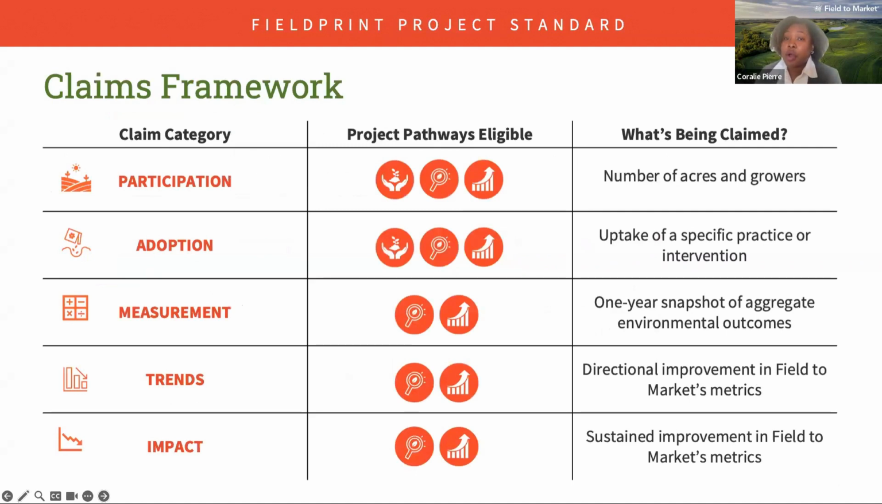The standard also offers clear guidance on how to effectively communicate about your project by facilitating 5 types of claims, which are participation claim, which demonstrate the number of growers and acres involved in the project. We also have adoption claim that showcase the adoption of conservation practices or technologies such as no-till or cover crop. The standard also enables measurement claim. This claim provides a 1-year snapshot of aggregate environmental outcome.